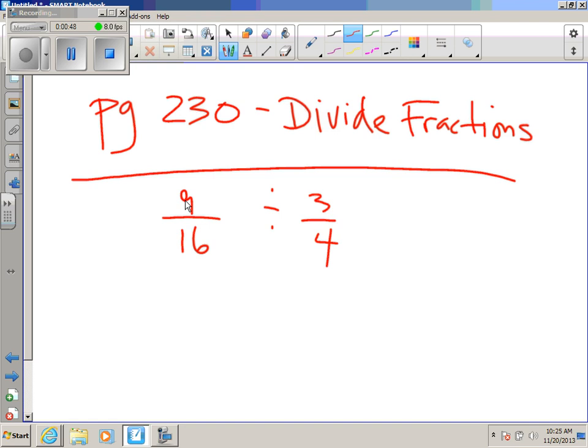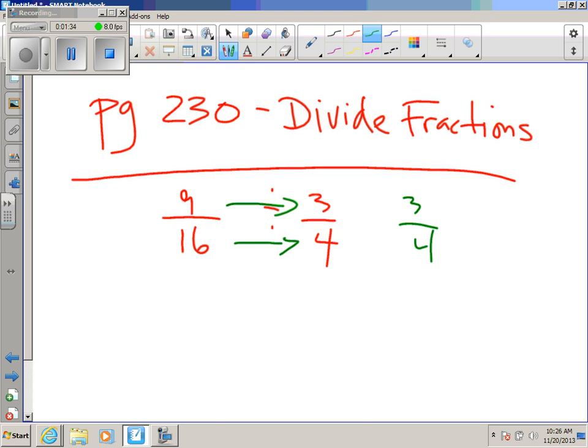Now, this one here is a little bit deceptive because the difference between multiplication and division is I could take any two numbers and multiply them. So a 5 and a 4, I multiply them, I get 20. But I can't always just divide any two numbers and have it work out evenly. So I can't take a 5 and a 4 and divide and have it come out with just a regular whole number, right? This one here is a little bit deceptive because you say, oh, well, I'm going to go right across. I'm going to say 9 divided by 3 is 3, and 16 divided by 4 is 4, and we get 3/4.